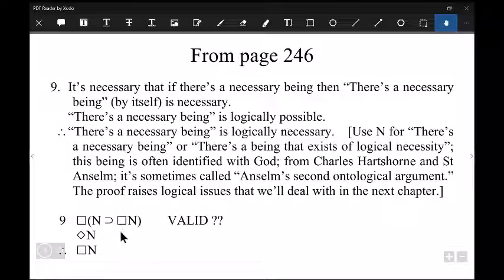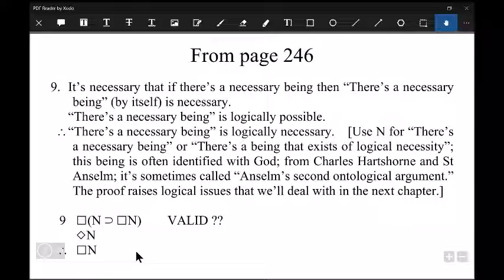The second premise he thinks is somewhat arguable: is the idea of a necessary being consistent? And he identifies this, rightly or wrongly, with God. So is the idea of God consistent? He thinks it is, but he thinks that you could dispute that. But if you don't, then it follows that there's a necessary being. Or does it? Well, it depends on what system of logic you use. Again, this one's kind of tricky.